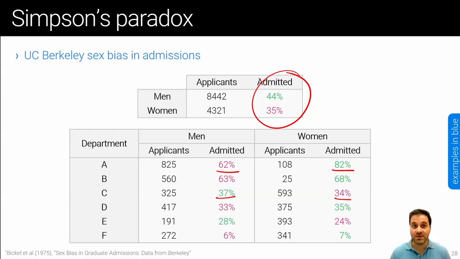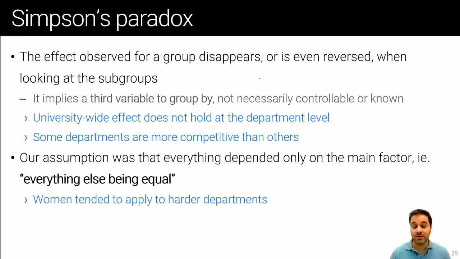And so this is what's called Simpson's paradox, because there was this person, Simpson, who looked into this and came up with the idea of the paradox. So what Simpson's paradox tells us is that there might be cases in which an effect that is observed at the level of the whole data, if we look into different subgroups of the data, in this case for the department, that effect might disappear or even be reversed. And the point is that it implies there is this third variable that we could group by, so that we could split the data into different groups according to this other variable. And that is a variable that might be even unknown to us, or that we cannot have control over.